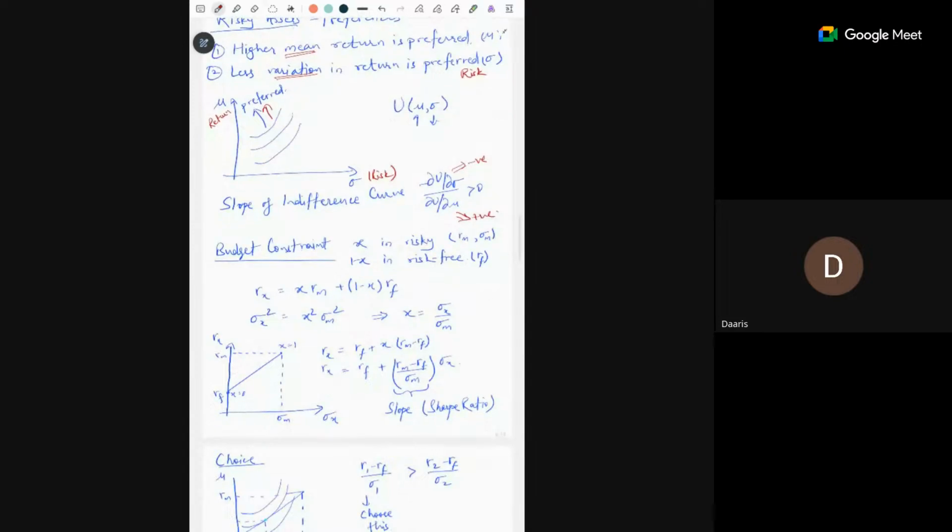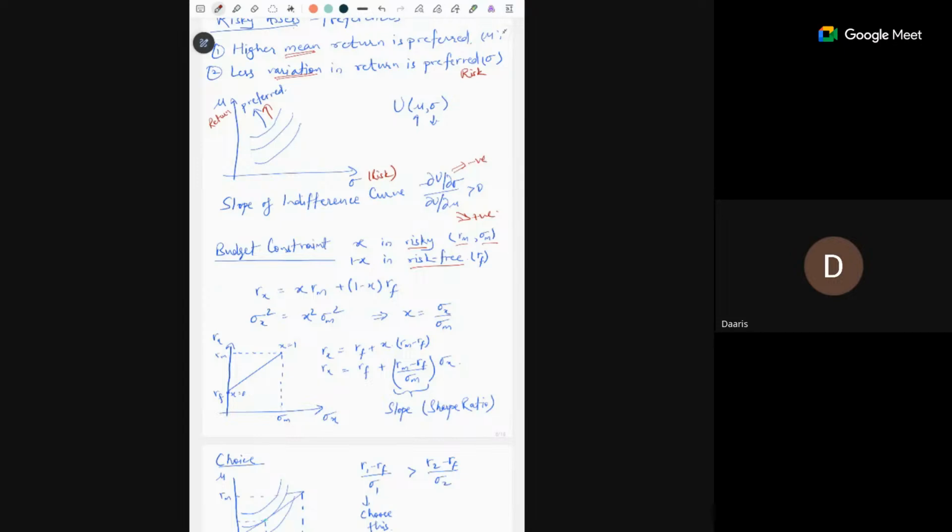Let's suppose there are two types of assets available to the individual: one is risky and another is risk-free. The risk-free asset has Rf amount of return, and that means this is a sure short return for investing in this type of asset, and there is no variation. For the risky asset, Rm is the expected return and sigma m is the variation in the return.